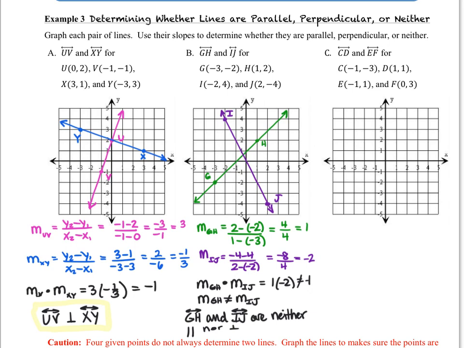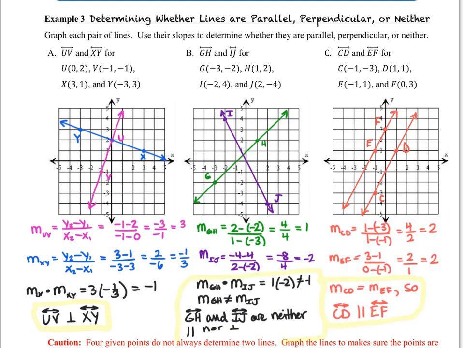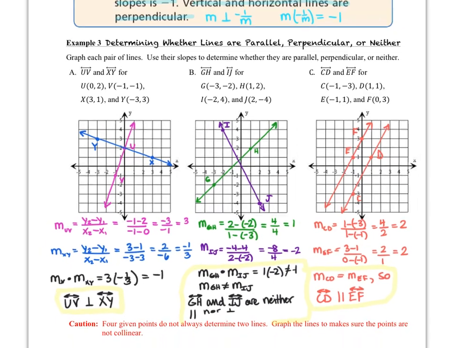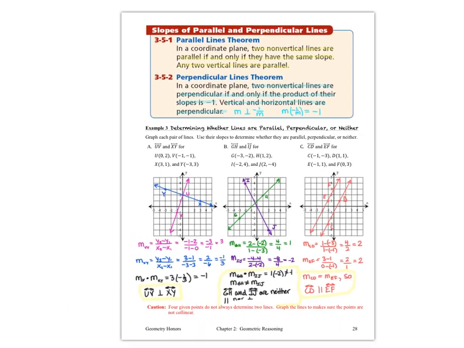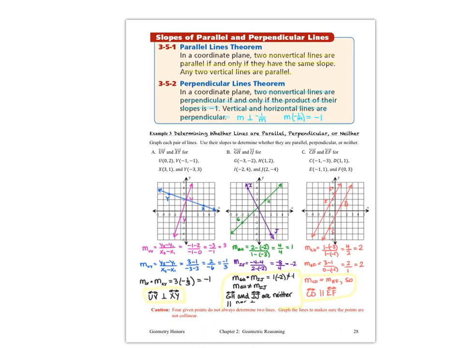We'll start with graphing the lines. Once we've graphed the lines, these do look like they could be parallel, but we're not going to make any assumptions until we go through the calculations, and that's what we're going to do next: calculate the slopes of both of these lines. We find that lines CD and EF are in fact parallel to one another because they have equal slopes.